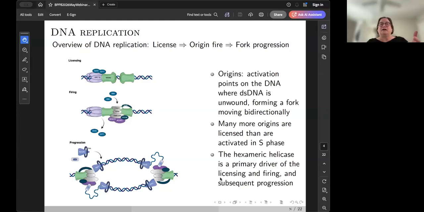And then there's fork progression, where the two main hexamers, I don't know if you can see my mouse here, but we have these two hexamers that will start separating, and it forms these two forks, and they're moving away from each other bidirectionally. But through this whole process, you have different proteins that are coming in and out to affect this very complicated process and affect it in a very exact way.